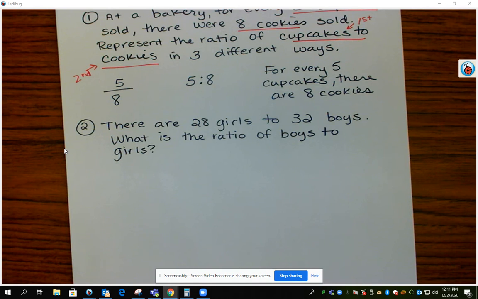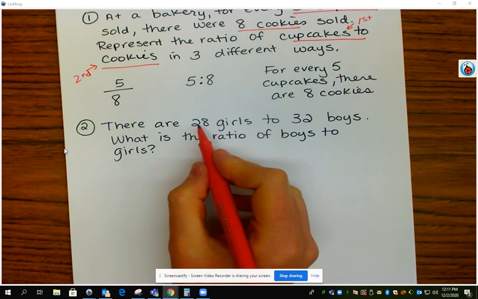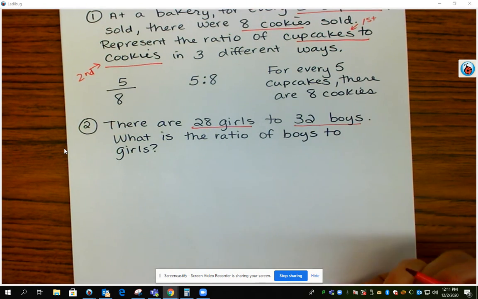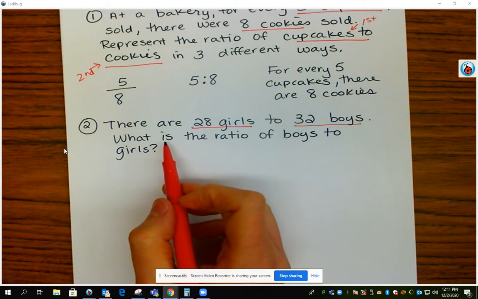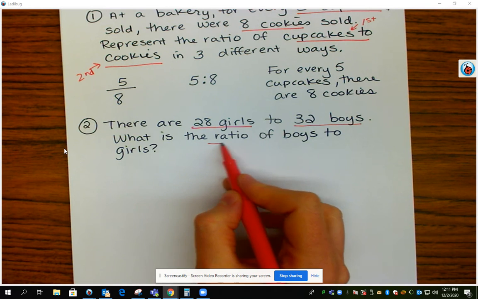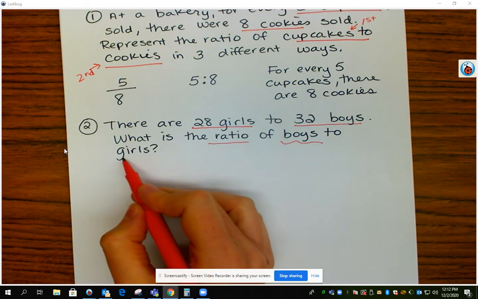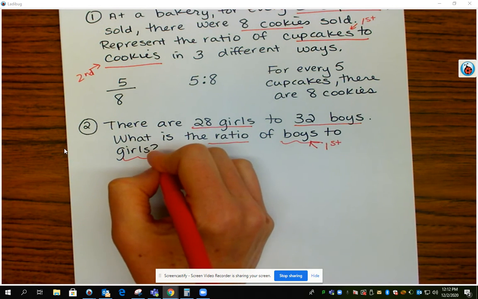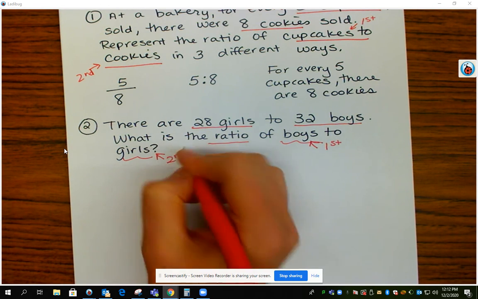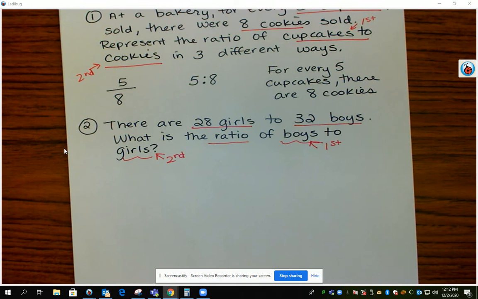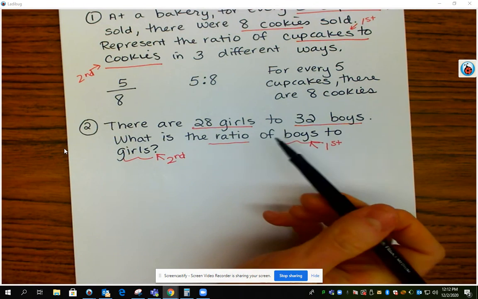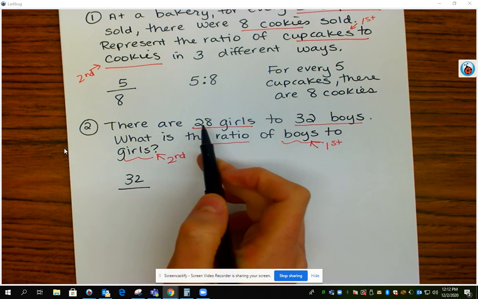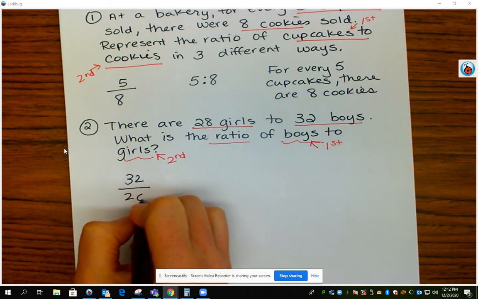All right, hopefully you're back. Again, I'm going to underline important information. There's 28 girls, there's 32 boys. But I'm going to look at my question carefully. It says, what is the ratio of boys to girls? So boys was listed first and girls was listed second. So I want to make sure when I put my numbers in place that I do them in the right order. So boys, 32 goes first, girls, 28 goes second.